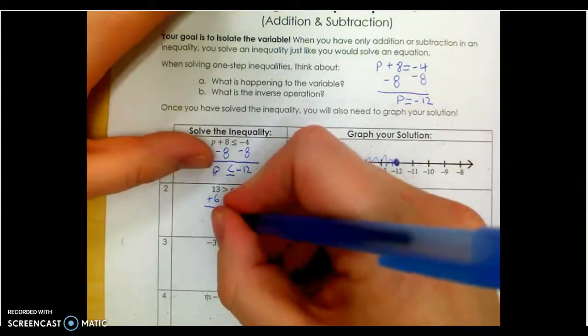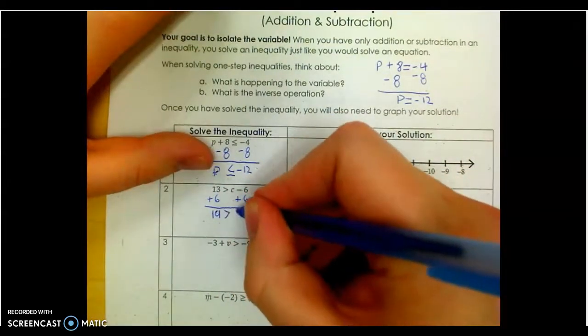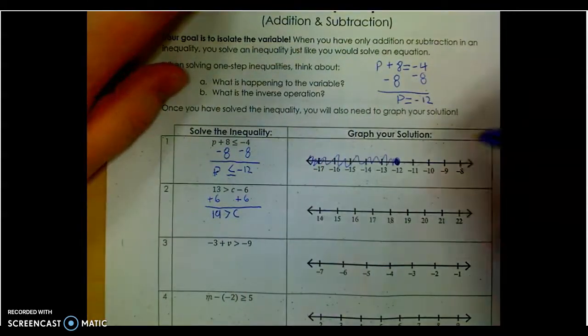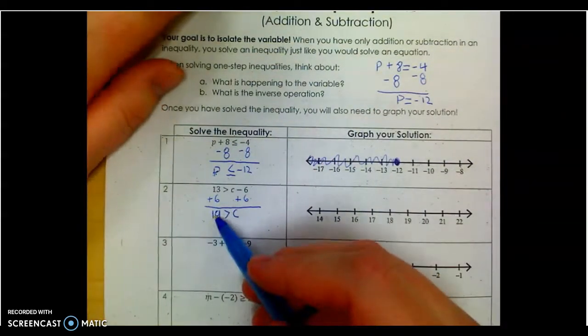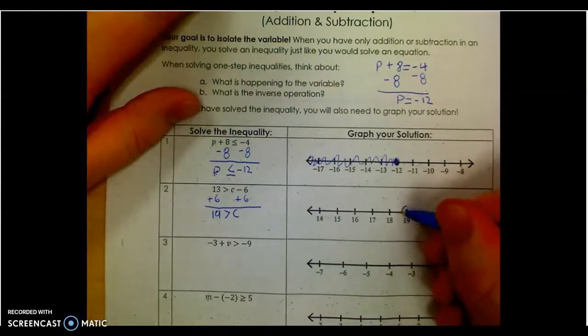13 plus 6 is 19. So I get 19 is greater than C. Okay? So our boundary point is 19. So I need a dot at 19. It is greater than, not greater than or equal to, so I need an open circle at 19.